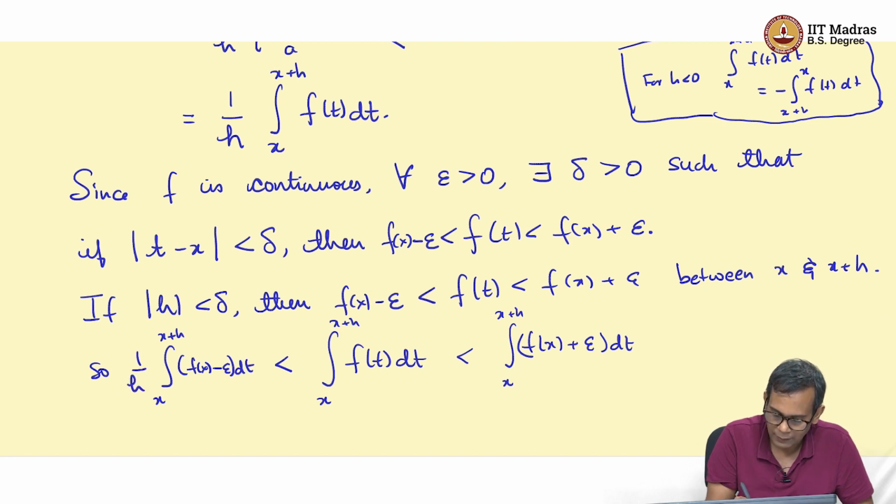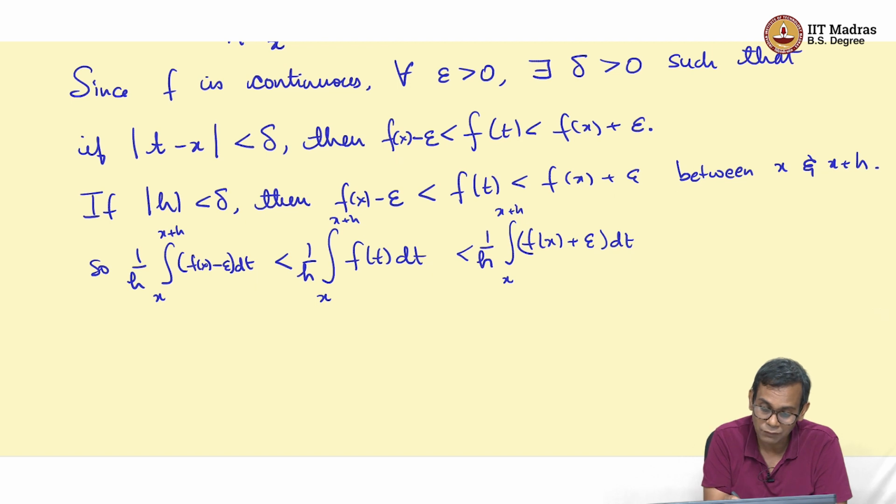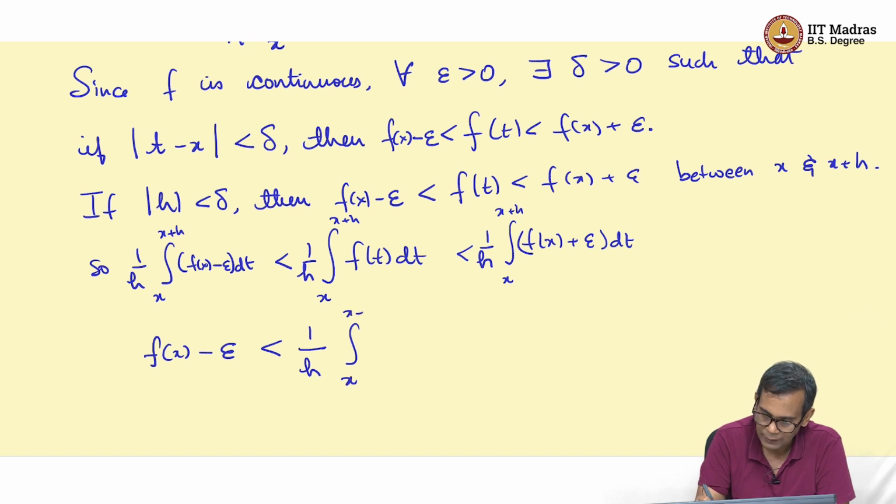And let us divide throughout by h, because that is the difference quotient that we are looking at. And now we know how to integrate constant functions. This function, as far as t is concerned, f of x minus epsilon is a constant function. So, what is its integral? Well, its integral is just the length of the interval, which is h, that cancels out with this 1 over h. So, what we get is f of x minus epsilon is less than 1 over h times the integral from x to x plus h of f of t dt, which is less than f of x plus epsilon.